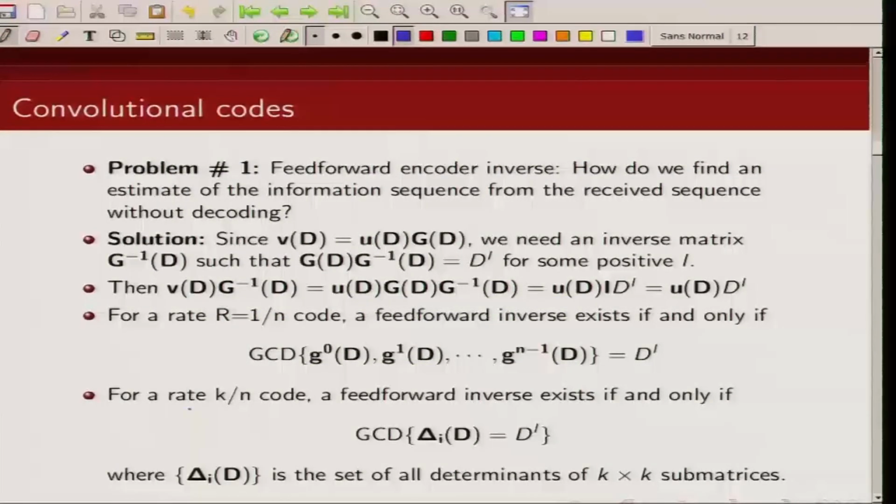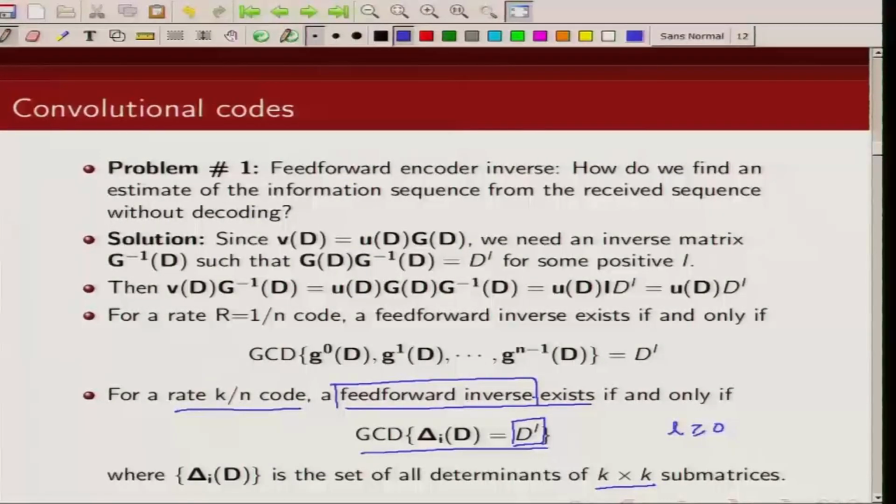Similarly, for a rate k by n code, a feed forward inverse will exist if and only if the greatest common divisor of the set of determinants of all k cross k sub-matrices of the generator matrix is again some D raised to power l, where l is a non-negative number. So, we do not want the determinants of all possible k cross k sub-matrices to have any common term among them. If this condition is satisfied, a feed forward inverse exists.